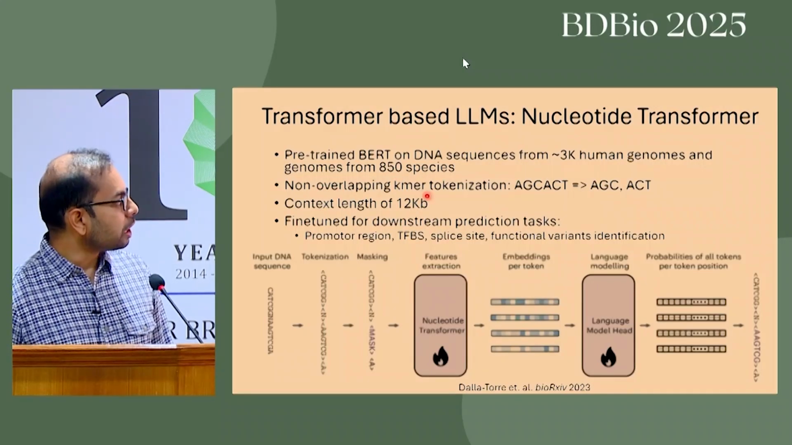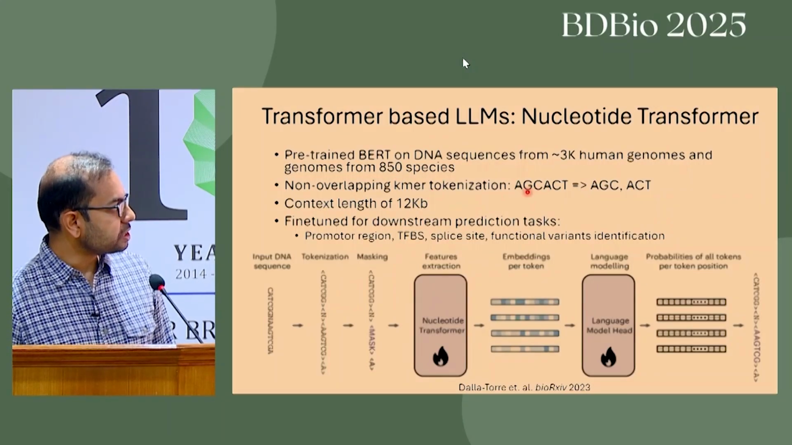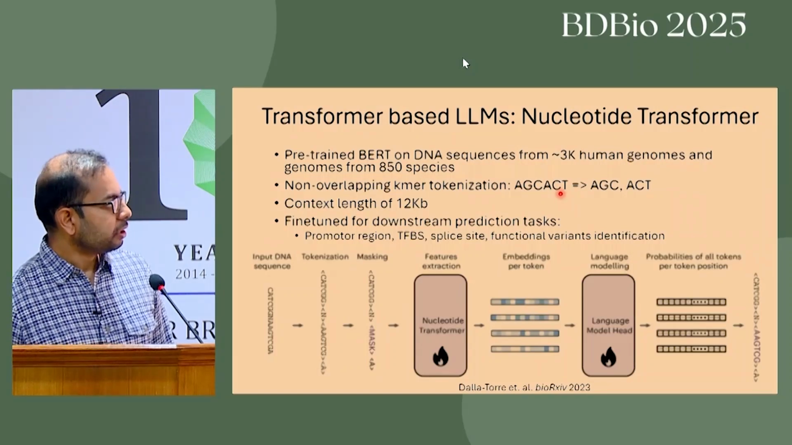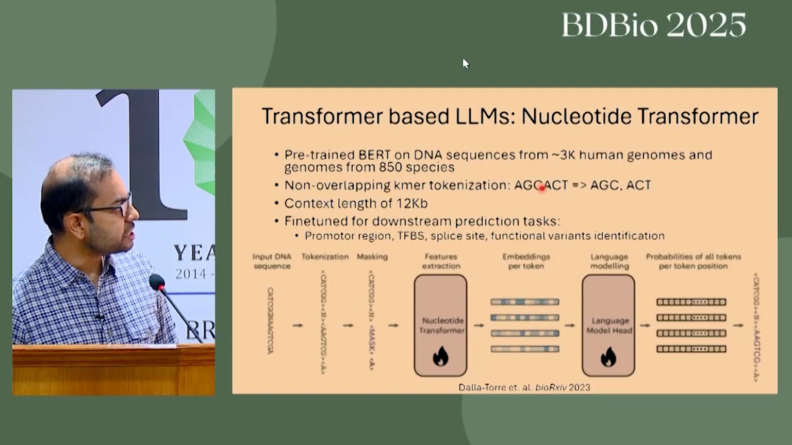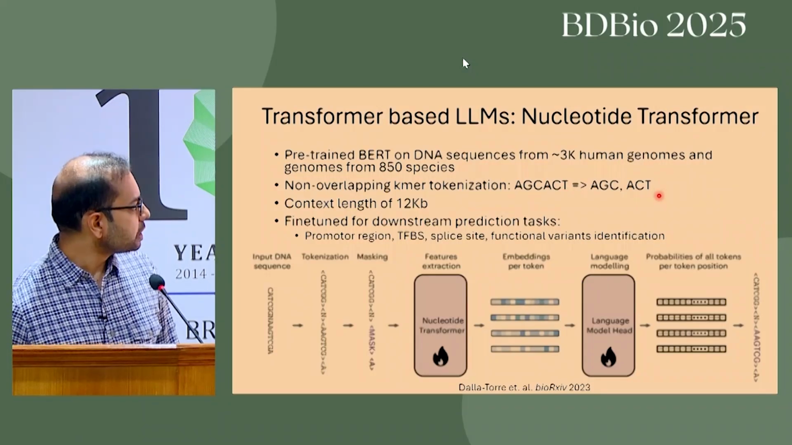It used non-overlapping k-mer tokenization, which means that for the same sequence as last time, where we got 4 different tokens, here you get only 2. So first would be AGC, and then you start from the A after that, ACT. And so they use this.